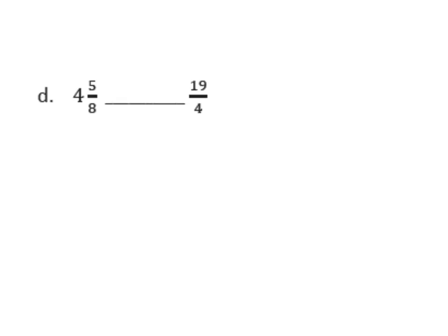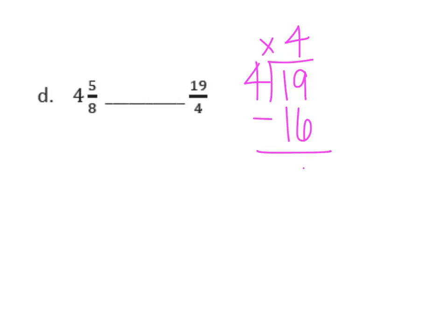Remember, we can cross multiply to compare, but first we need to change the improper fraction into a mixed number. Remember, to do that, we need to divide. 4 goes into 19 4 times. 4 times 4 is 16. 19 minus 16 is 3. 3 is less than 4. There is nothing to bring down, so my remainder is 3. That means that 19/4 is equal to 4 3/4.